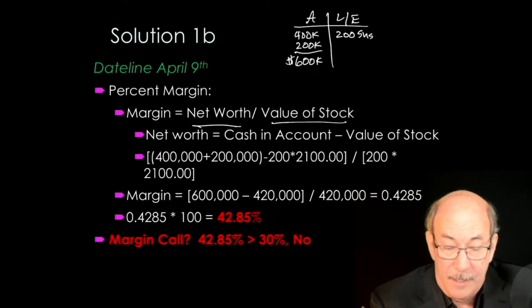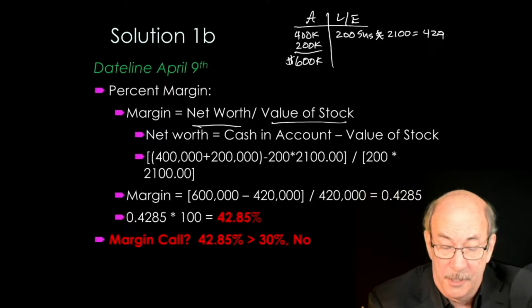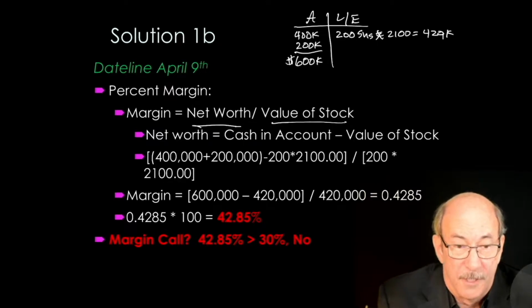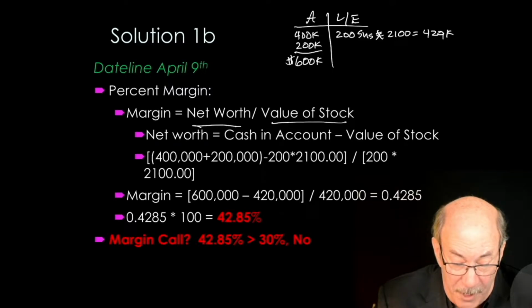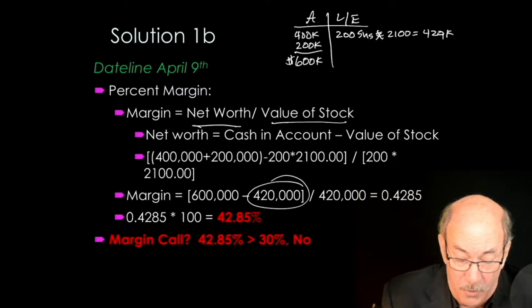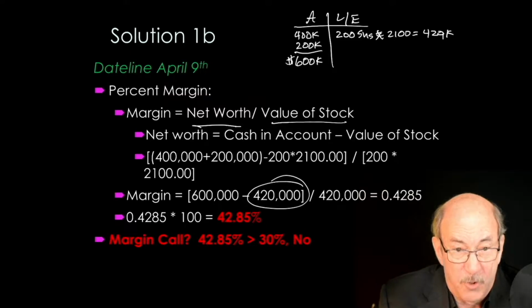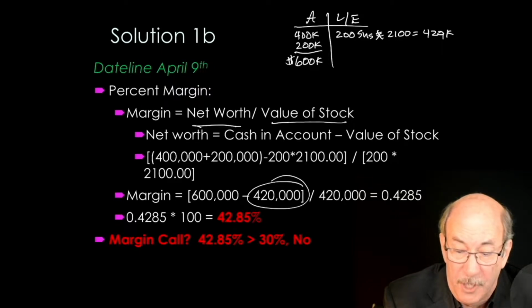Well, in dollar terms, think of it as 200 shares times $2,100 gives us $420,000 of stock that we'll have to replace at some point. So now we figure out, here's our 420. 420 from 600K is what's left over for our equity. So that's 180K is our equity stake.